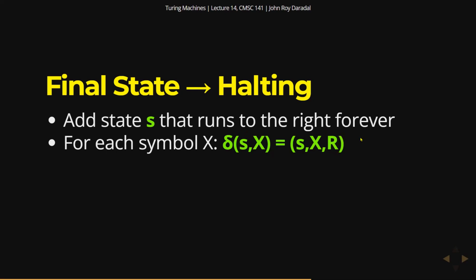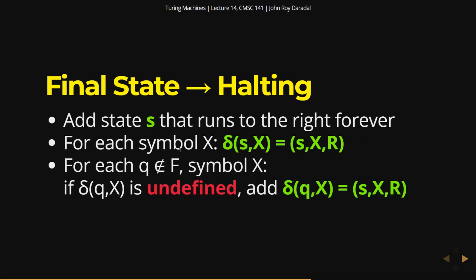Okay, and then for each state that is not a final state, and for each symbol, if it's undefined in the transition function, then we'll add a transition to S. So S, and then keep the symbol and then go to the right, so that it will keep running to the right forever if it's undefined. Okay, so this is to avoid accidentally halting. Okay, so that is from final state to halting.